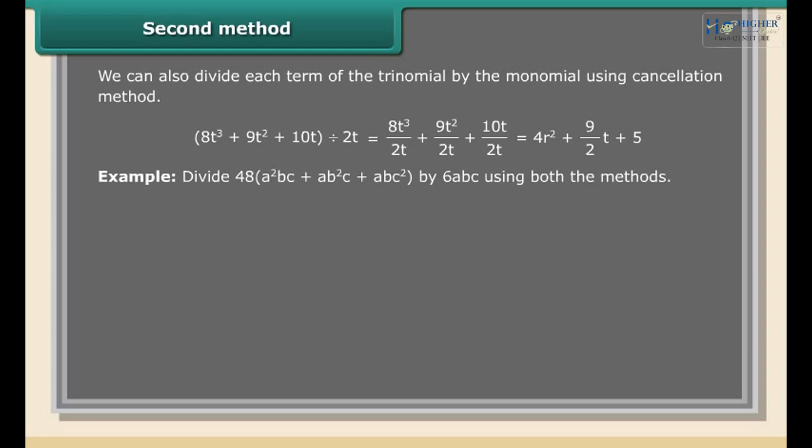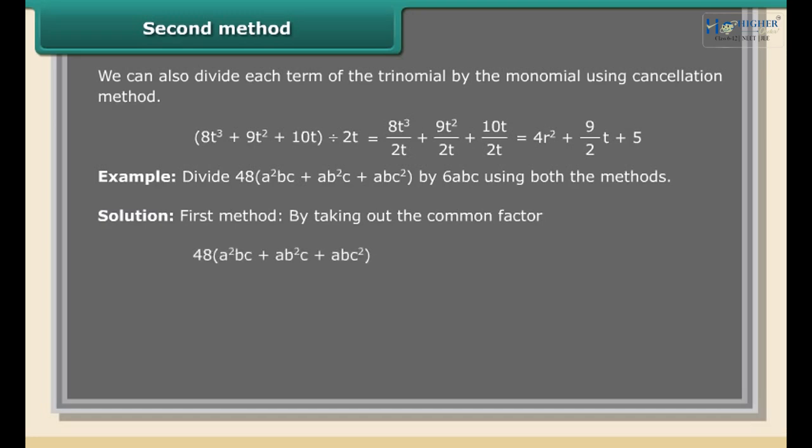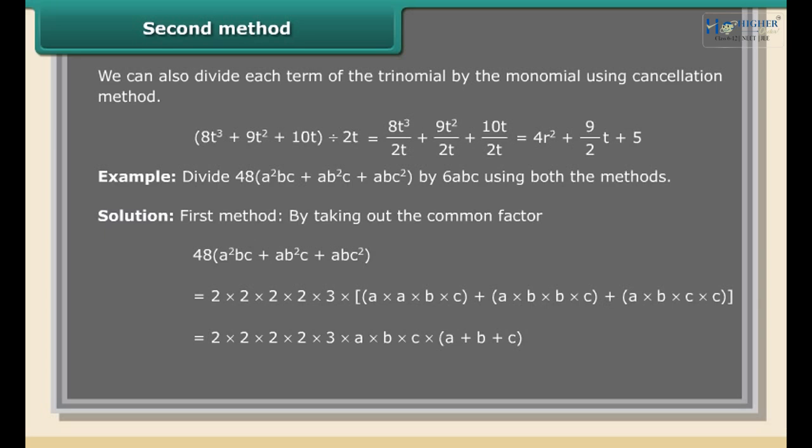Example. Divide 48 into (a square bc plus ab square c plus abc square) by 6abc using both the methods. Solution. First method. By taking out the common factor, 48 into (a square bc plus ab square c plus abc square) is equal to 2 into 2 into 2 into 2 into 3 into (a into b into c into a plus a into b into b into c plus a into b into c into c), which is equal to 2 into 2 into 2 into 2 into 3 into a into b into c into (a plus b plus c), which is equal to 16 into 3 into abc into (a plus b plus c).